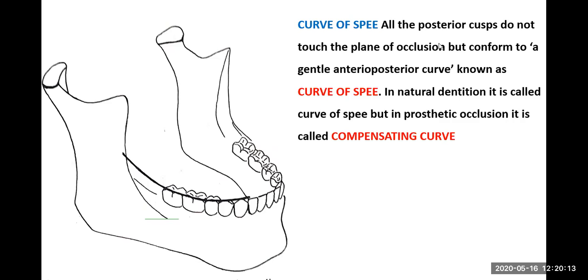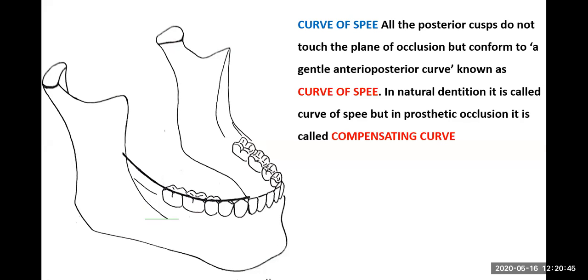Another important concept about occlusion, rather, not malocclusion, is curve of Spee. Many times people don't understand what curve of Spee is. Curve of Spee is when you are describing this curve in relation to natural dentition. But when it is artificial dentition, that is prosthetic occlusion, we are talking of compensating curve. People used to mix them together. Curve of Spee and compensating curve are virtually the same.